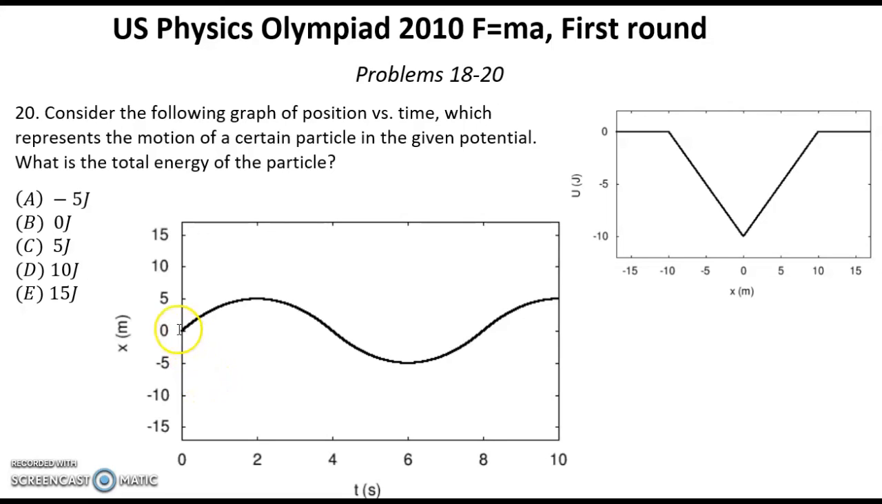Solution. This particle is moving between -5 and +5 meters. So it means that at points 5 and -5 it has maximum potential energy and 0 kinetic energy. So it's moving between this and this point. So it means that at point 5 or -5 it has 0 kinetic energy and potential energy equal to -5 joules. So that's the answer, -5 joules, which is A.